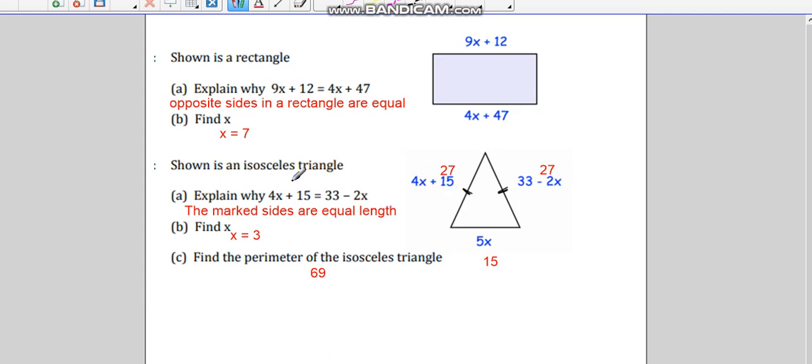So if I put that 4x plus 15 equals 33 minus 2x, you should calculate that x is 3. So then it says find the perimeter. So if I put 3 in each of these expressions, I get 27, 27 and 15, and that adds up to 69. Okay, so I hope you were able to do those.